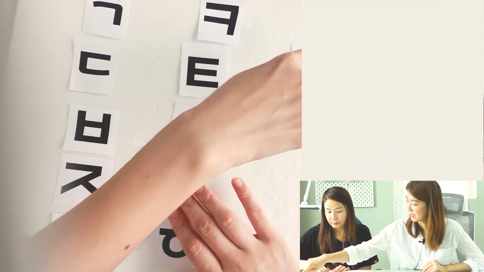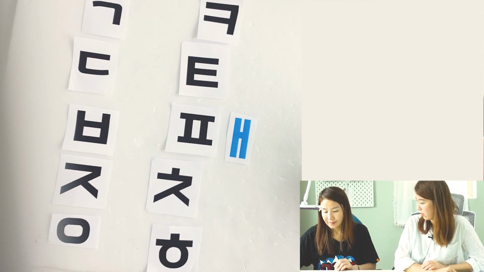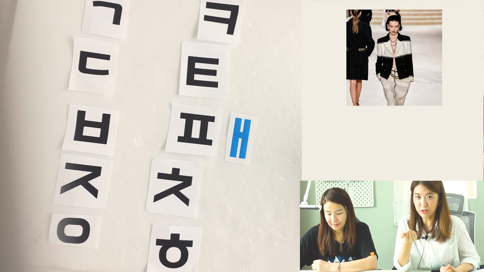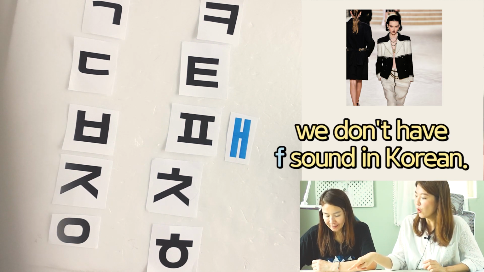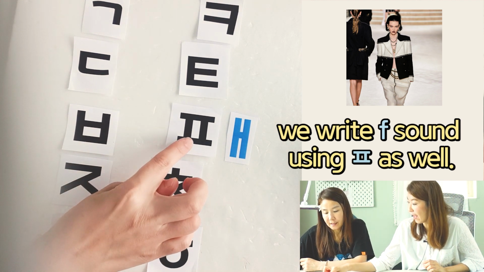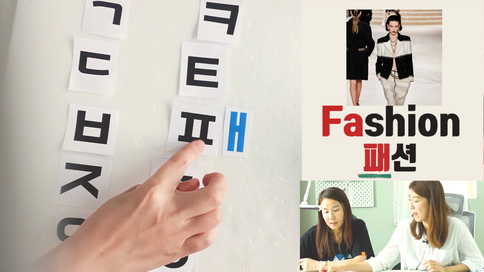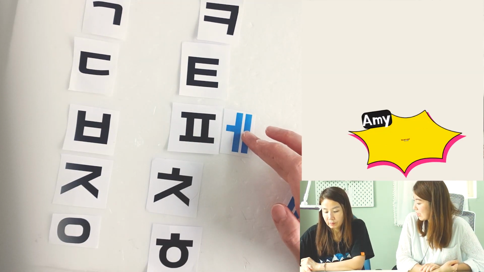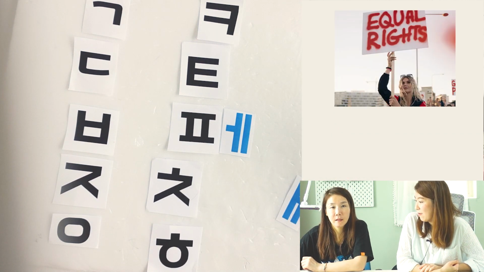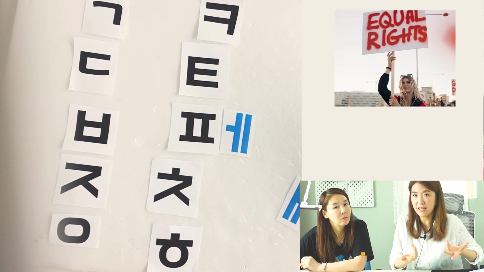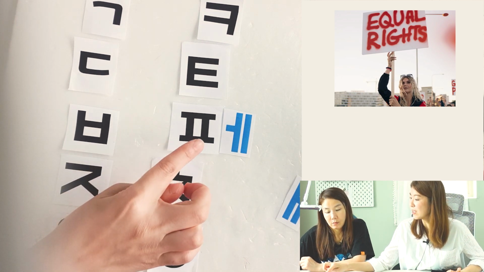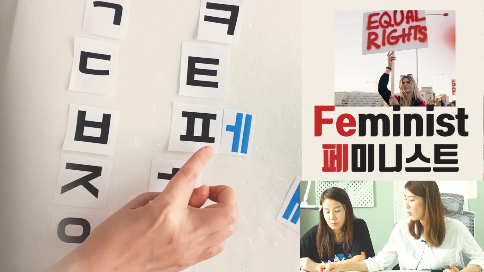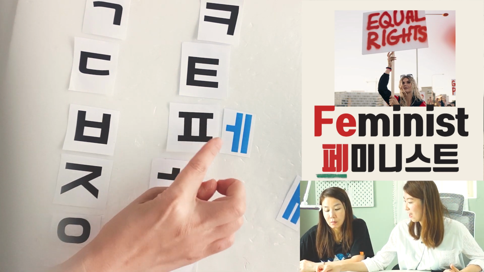Te. And next, pe. Do we have a word starting with pe? Fashion. You would say fashion, but we don't have any F sound in Korean. So we have to use P for F. So the first letter is pe, which is fashion. Feminist. Like I said before, we don't have any F sound in Korean, so we have to use P for F. So she just mentioned feminist, but we have to write feminist with P and ㅔ.